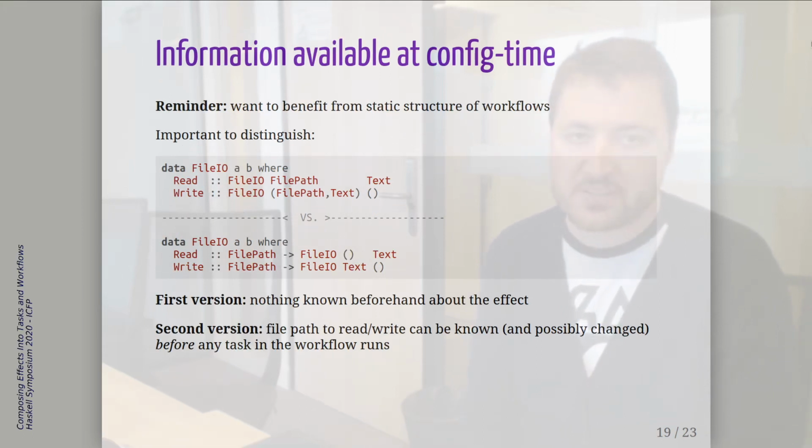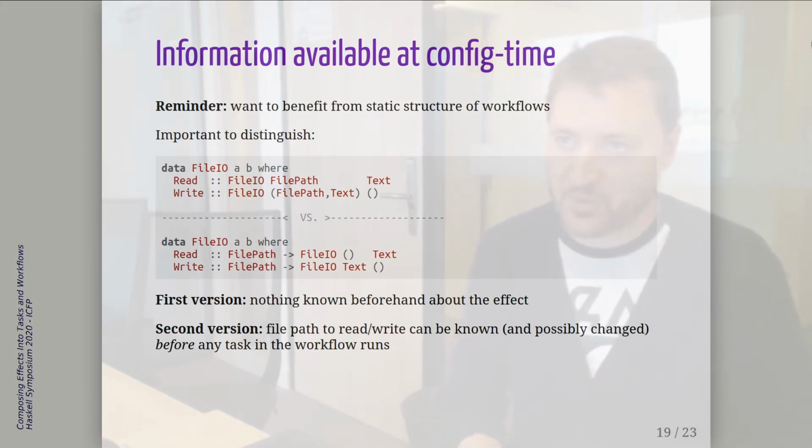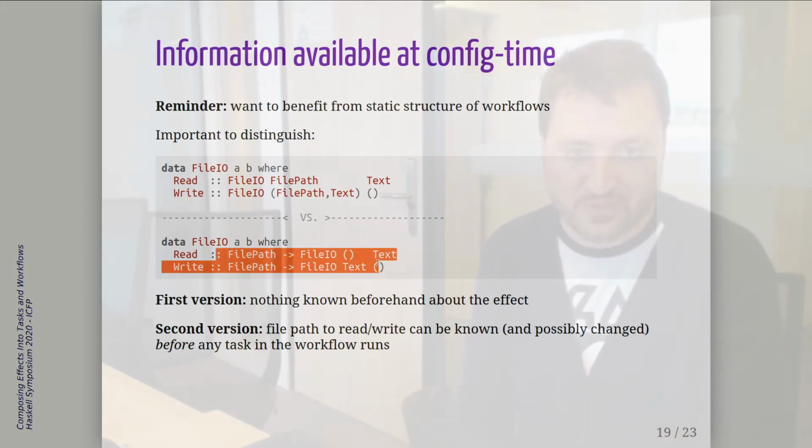So I mentioned that we want to benefit from the static structure of workflows. We want some information to be available at config time before any of the application logic runs. So it's important then to distinguish two ways to represent our abstract effects. And this will echo a bit to what I said before when I said that I prefer to use that form when I want to read files.